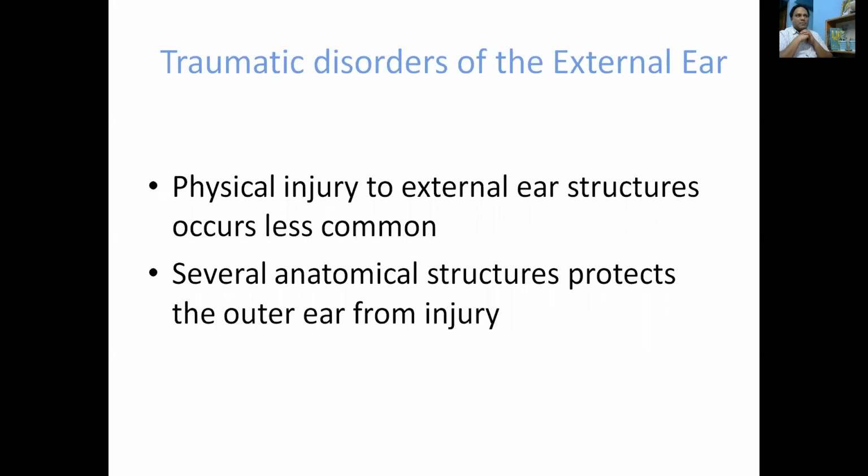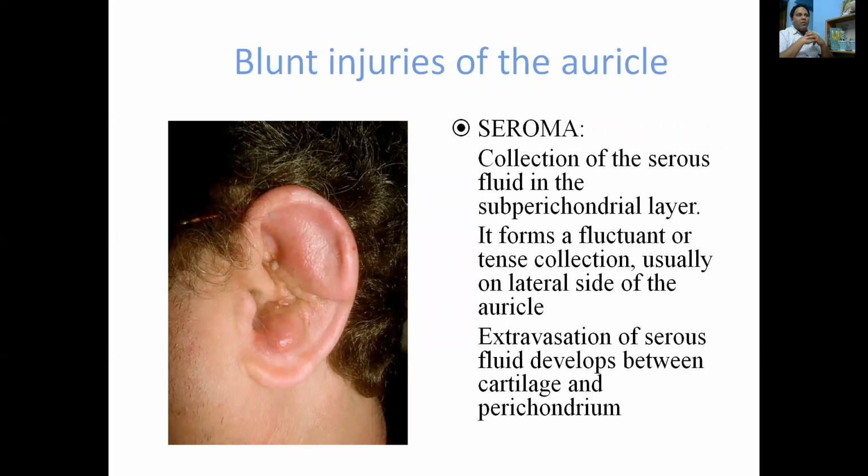Traumatic disorders of the external ear. It may be a physical injury. Physical injury to the external ear structures is very uncommon. Several anatomical structures protect the outer ear from injury. What are the structures? We'll see them one by one.